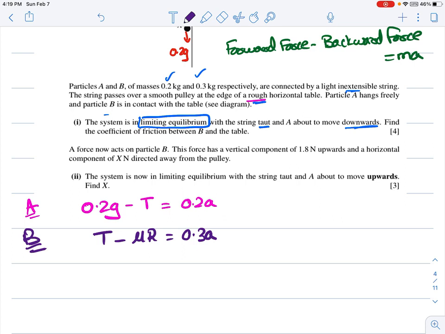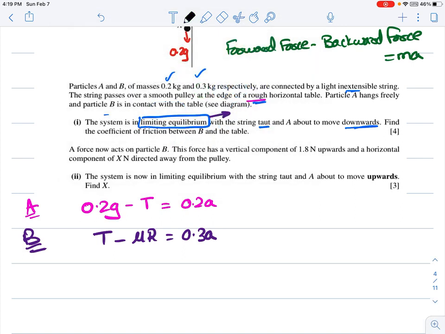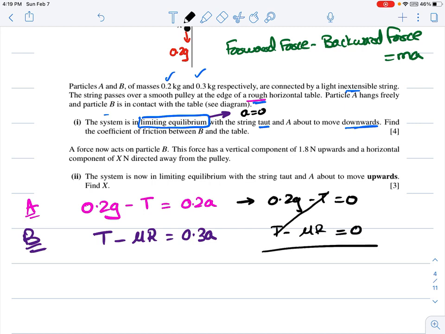Now it is saying that it is in limiting equilibrium. So whenever it is in limiting equilibrium, what I can say is that it's not moving. This is the most important thing. Whenever it is in limiting equilibrium, I take acceleration equal to 0. So my new equations will be 0.2 g minus tension is equal to 0, and tension minus mu R is equal to 0. I then solve those two equations. Tension cancels, so I get 0.2 g minus mu R is equal to 0.